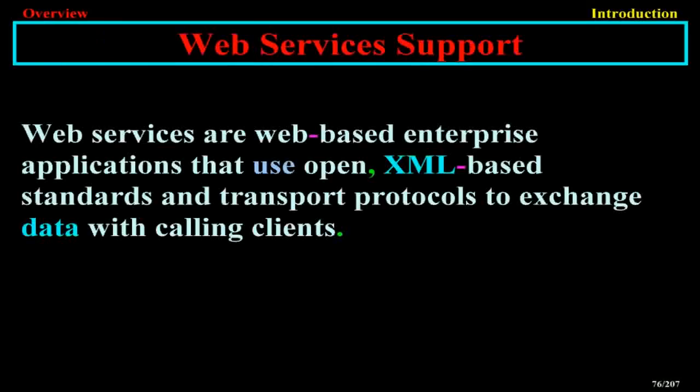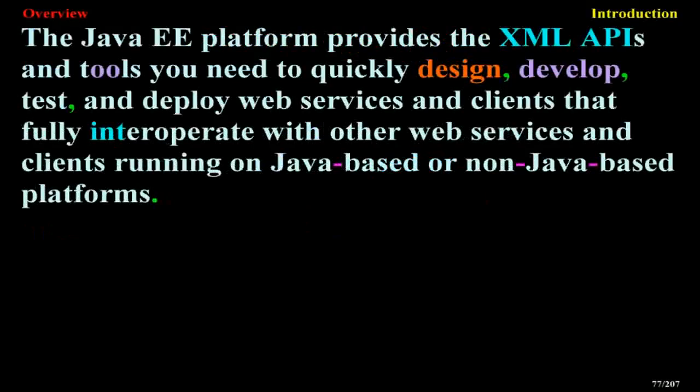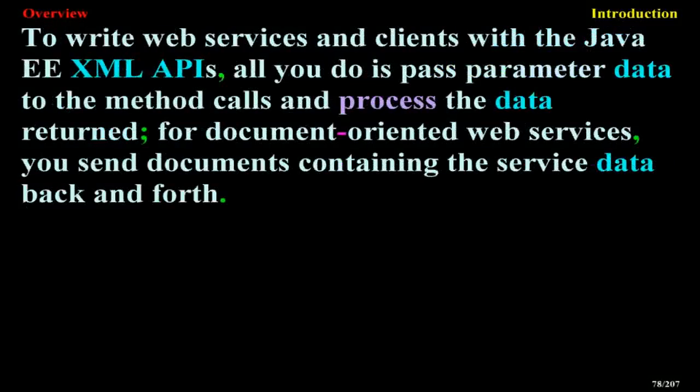Web services support. Web services are web-based enterprise applications that use open, XML-based standards and transport protocols to exchange data with calling clients. The Java EE platform provides the XML APIs and tools you need to quickly design, develop, test, and deploy web services and clients that fully interoperate with other web services and clients running on Java-based or non-Java-based platforms. To write web services and clients with the Java EE XML APIs, all you do is pass parameter data to the method calls and process the data returned.